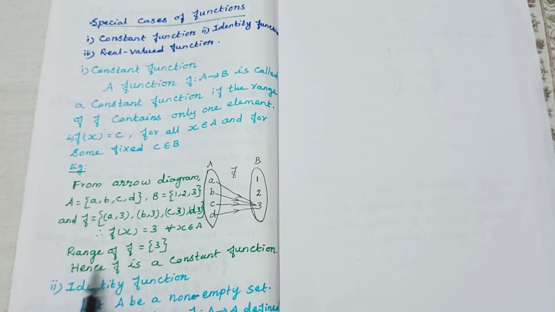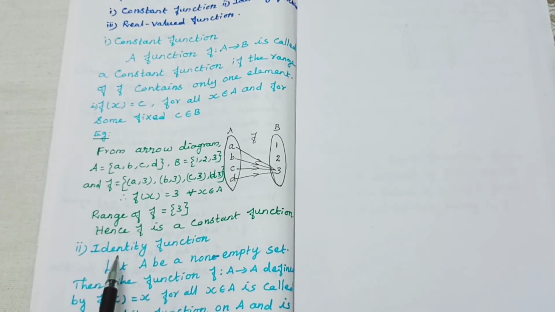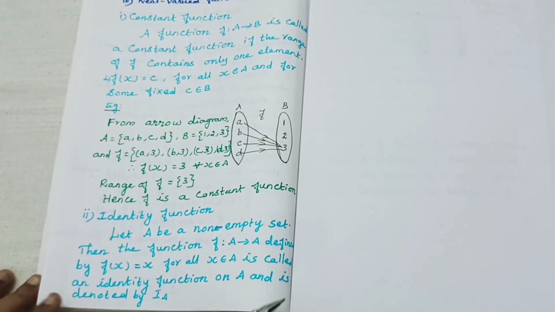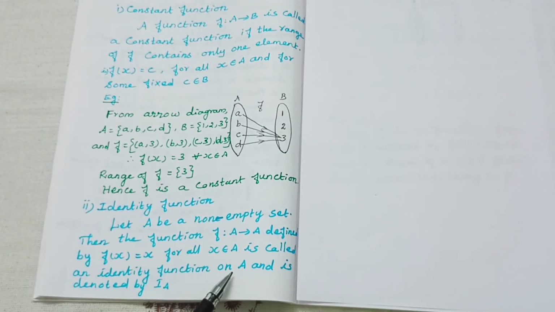Next one, second subdivision, identity function. Let A be a non-empty set, then the function f from A to A defined by f of x is equal to x, the x value and f of x value both being equal for all x belongs to A, is called an identity function on A and it is denoted by IA.